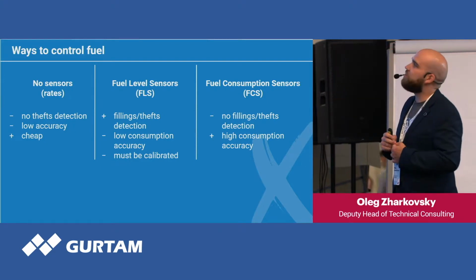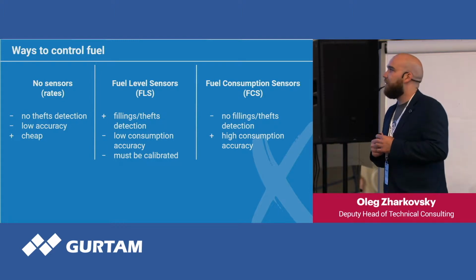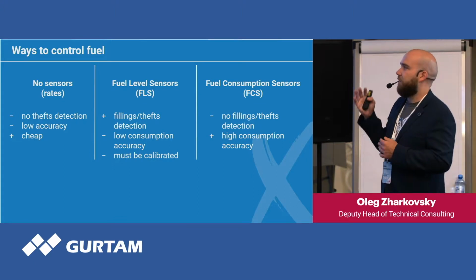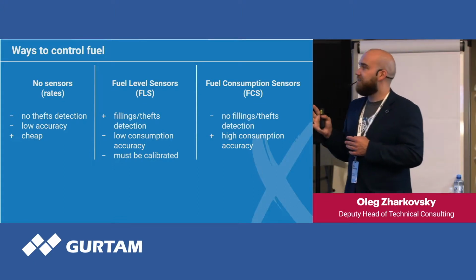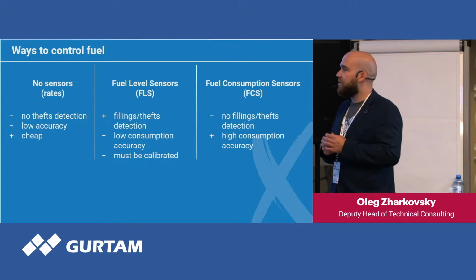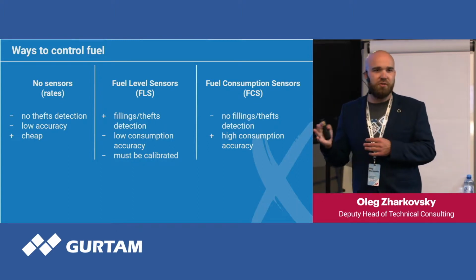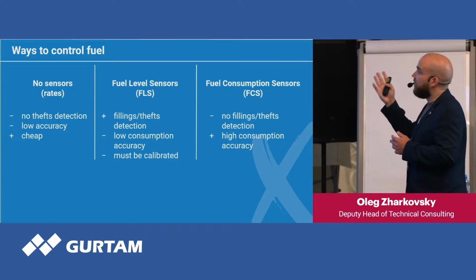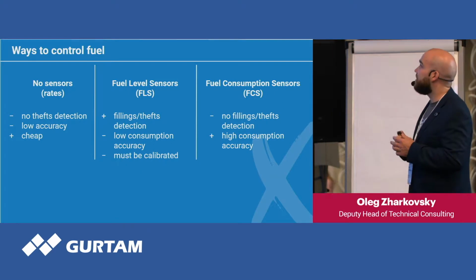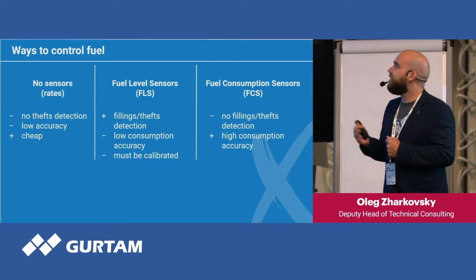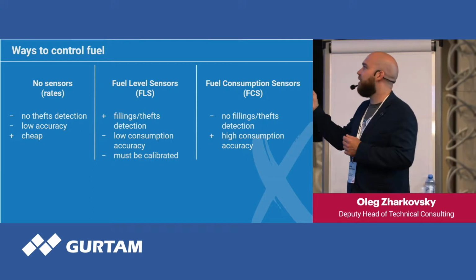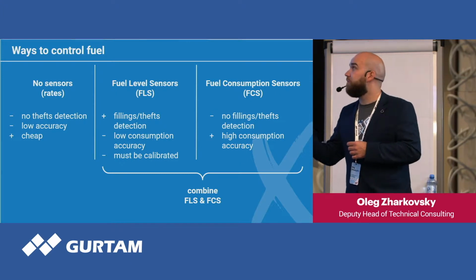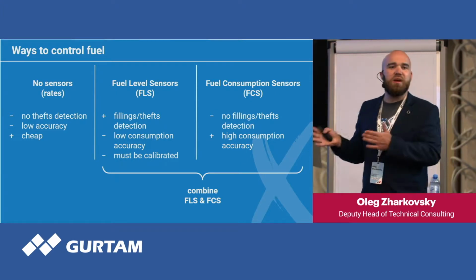The next way is to use the fuel level sensors, and when we use them, we've got the fillings and thefts detection. That's a huge advantage, but at the same time, we've got a low consumption accuracy, and the process of calibration is a hard one. Usually it's a hard one. But at the same time, we've got the third way, fuel consumption sensors. They've got no fillings and theft detection, but they've got the high consumption accuracy. So if you combine these two types, then you'll get the best result.